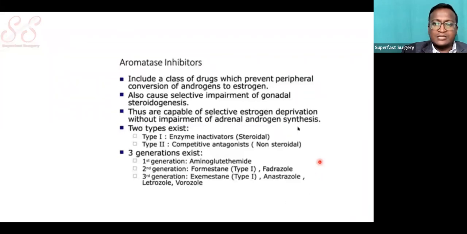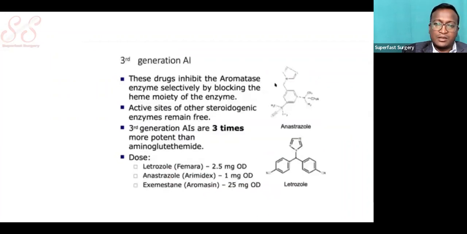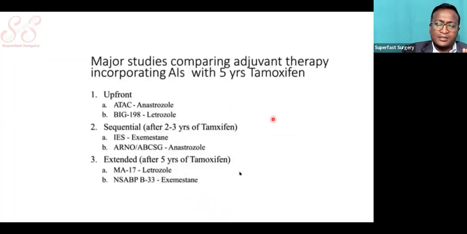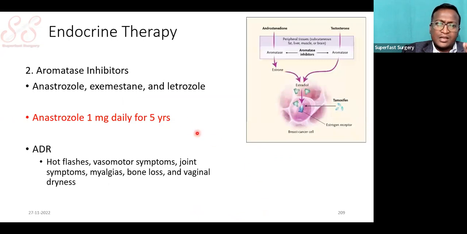Aromatase inhibitors have also greatly evolved. Previously, the first generation, aminoglutethimide, had several toxicities. Then fadrozole was the second generation. And then we have Alex in the third generation. Alex is the mnemonic you can use to remember anastrozole, letrozole, and exemestane. Anastrozole is given at 1 mg, letrozole at 2.5 mg OD, and exemestane at 25 mg OD. These are the individual drug properties, and these are the trials that established the role of hormonal therapy in the upfront, sequential, and extended settings. Anastrozole is 1 mg daily for 5 years.